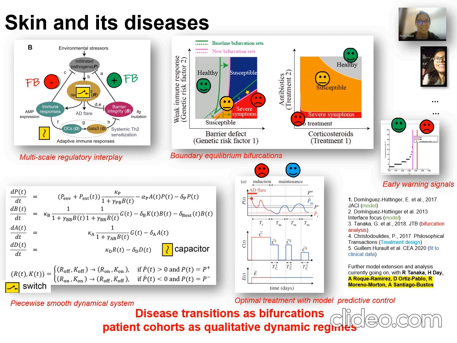To answer this question, we construct a mathematical model. In this case, I told you that this switching module is very important. We represent it in this way. I will not go through the equations today for the sake of time. But basically, for the mathematicians here, this gives rise to a special type of dynamical systems called piecewise smooth dynamical systems.